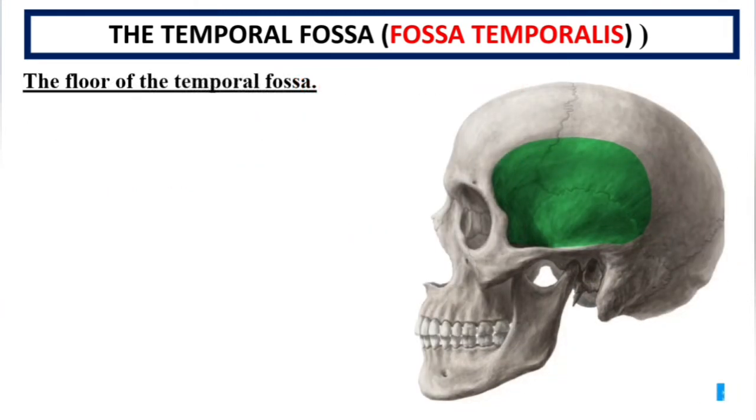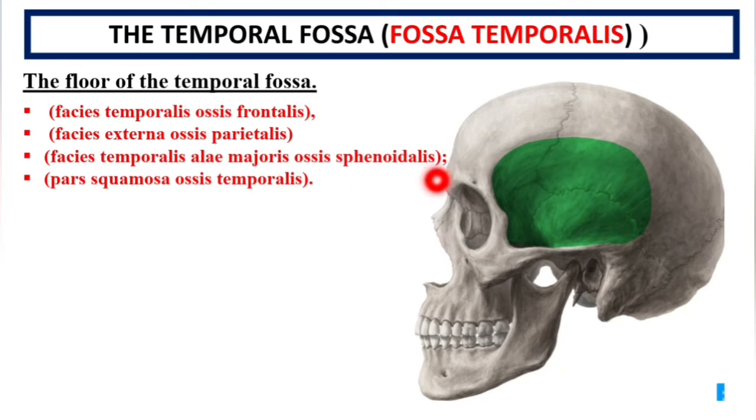Okay, now let's look at the floor. Which bones form the floor of this fossa? Firstly, there is the temporal surface of the frontal bone, facies temporalis ossis frontalis. The external surface of the parietal bone, facies externa ossis parietalis. The temporal surface of the greater wing of the sphenoid, facies temporalis alae majoris ossis sphenoidalis. And the squamous part of the temporal bone, pars squamosa ossis temporalis, right?